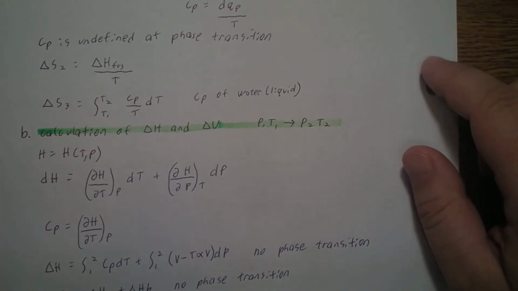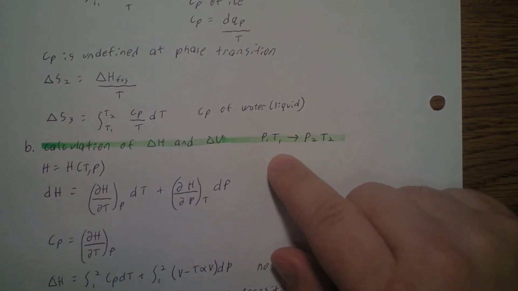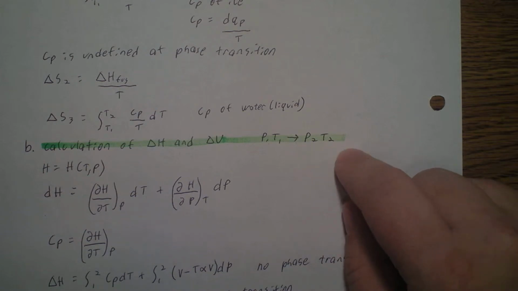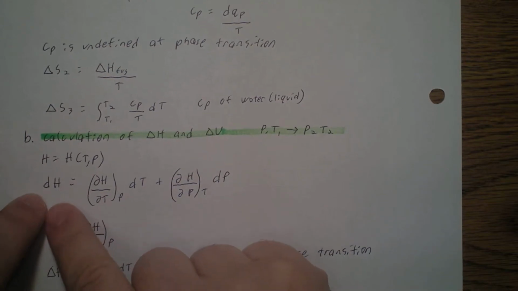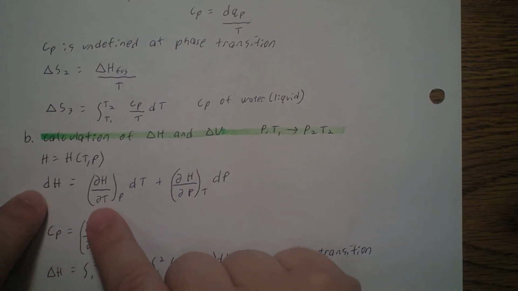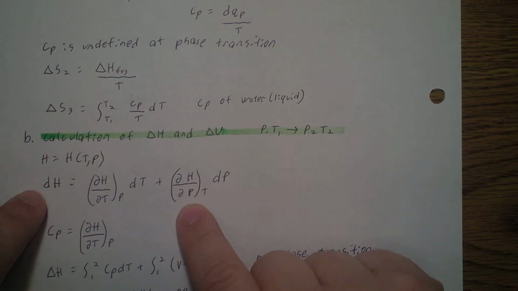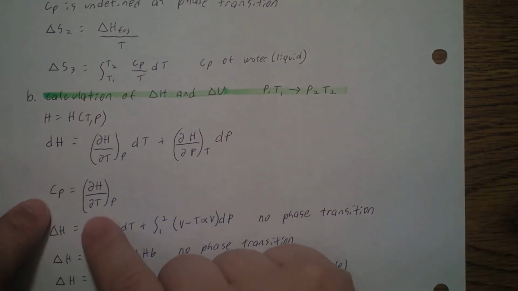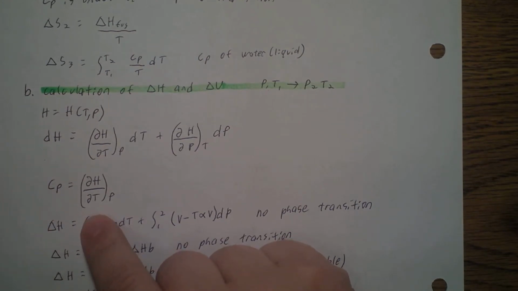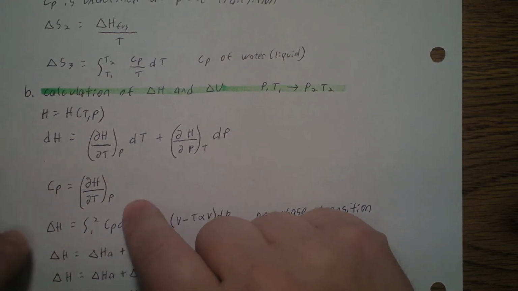Now, what about calculation of the change in enthalpy and the change in internal energy? Again, going from some state with pressure 1 and temperature 1 to a different state with pressure 2 and temperature 2. Well, we can say enthalpy is a function of temperature and pressure. So the differential of enthalpy is the partial derivative of enthalpy with respect to temperature holding pressure constant times the differential of temperature, plus the partial derivative of enthalpy with respect to pressure holding temperature constant times the differential of pressure. Now the heat capacity at constant pressure is also equal to the partial derivative of enthalpy with respect to temperature holding pressure constant.